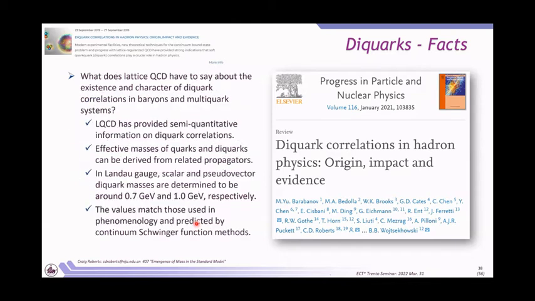What does lattice have to say? A good deal, and you can read about that in here. Lattice has provided semi-quantitative information on these correlations, on their masses, listed here, and confirmed the types of scales that are used in all types of models, sophisticated and simple, using continuum Schwinger function methods.